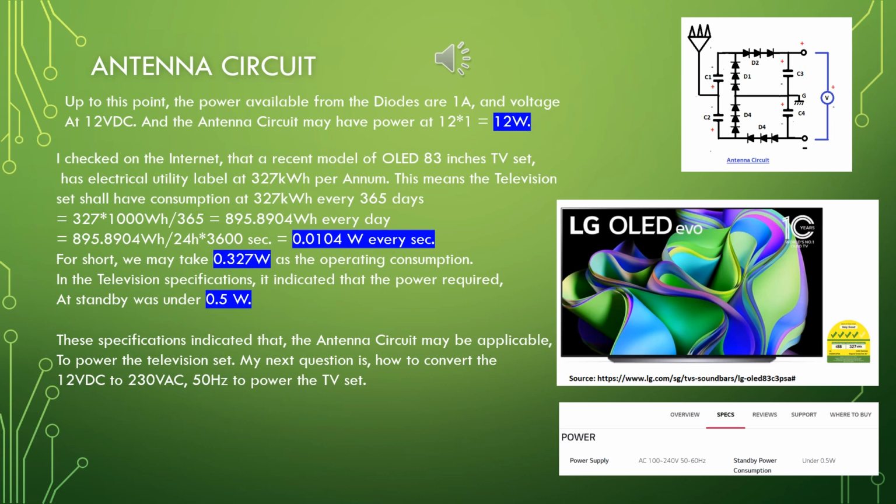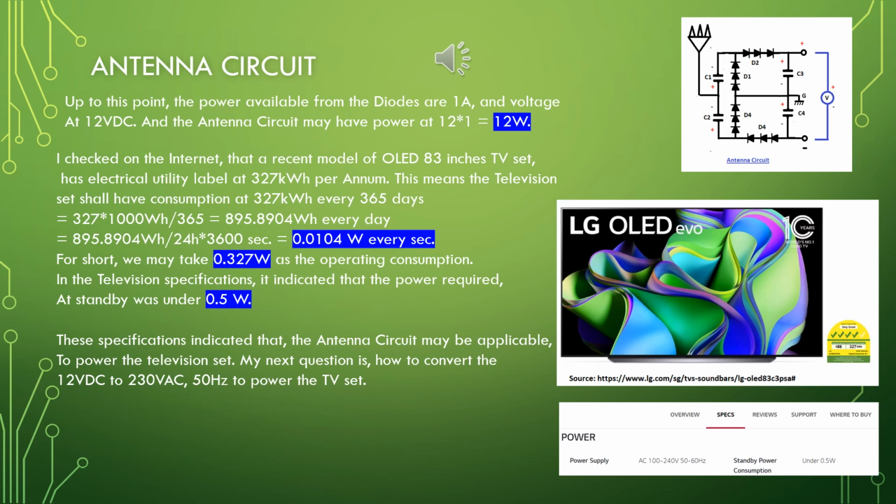895.8904 watt-hour divided by 24 hour divided by 3600 seconds equal to 0.0104 watt per second. For short, we can take 0.327 watt as the operating consumption. In the television specifications, it indicated that the power required at standby was under 0.5 watt. These specifications indicated that the antenna circuit may be applicable to power the television set.